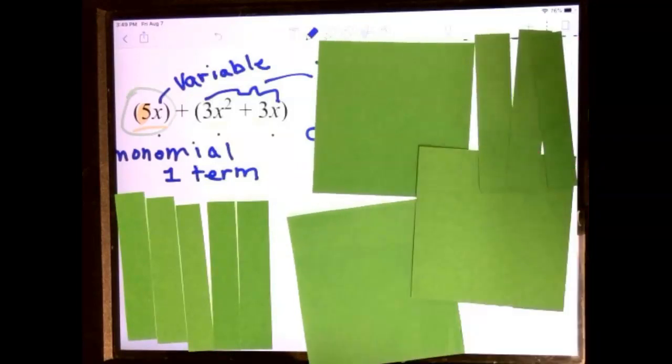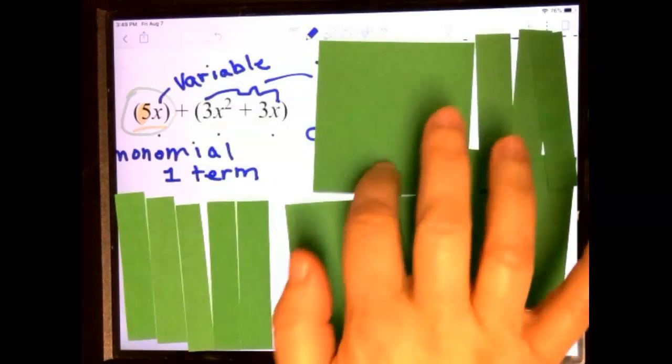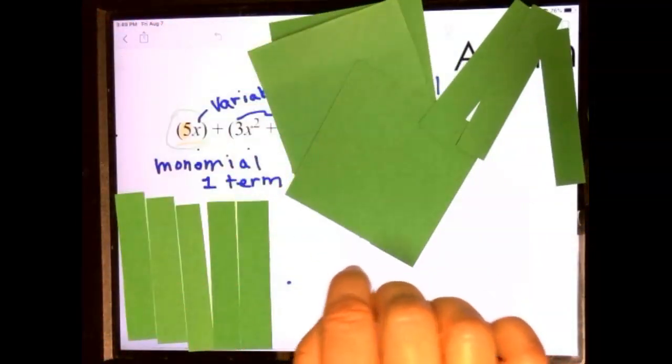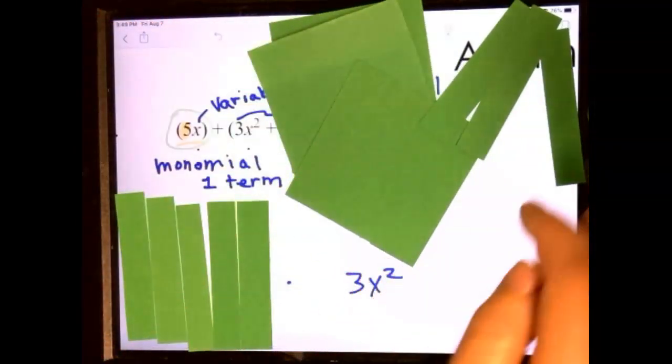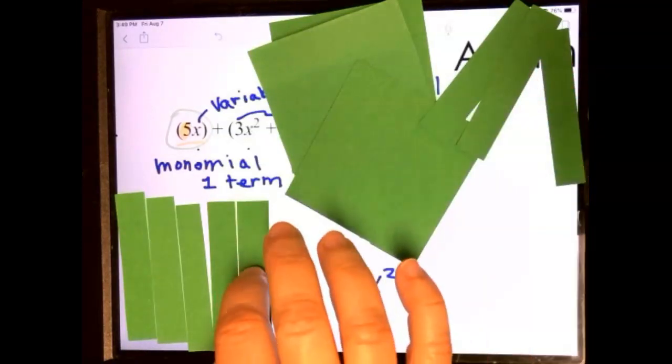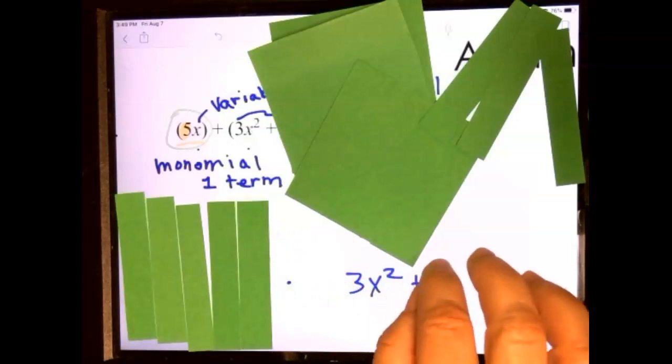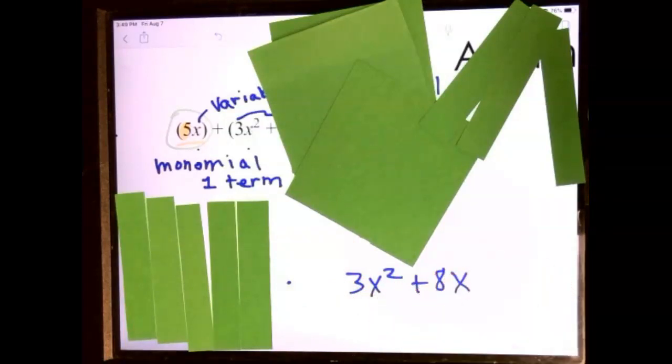So how do you suppose I figure out what the answer is to this expression? That's right. I just count all of them that I have that are the same. So I have these 3 big green ones, that's 3x squared. And then I have 1, 2, 3, 4, 5, 6, 7, 8x. And that is the answer. I'm not going to get just a number, because it's an expression.